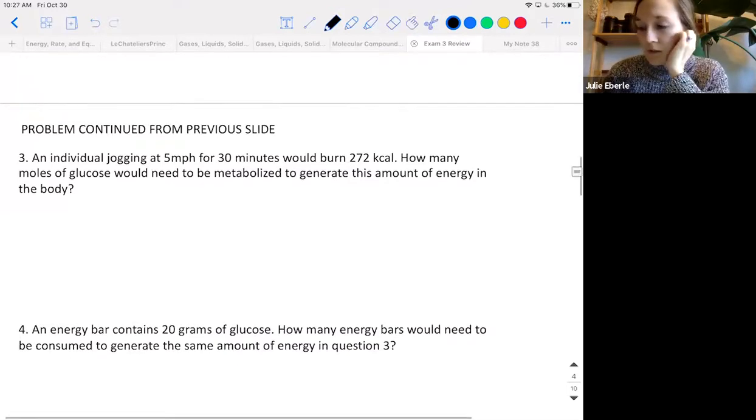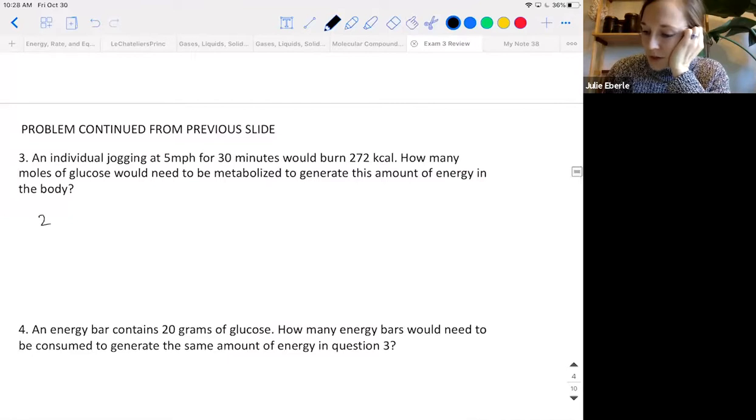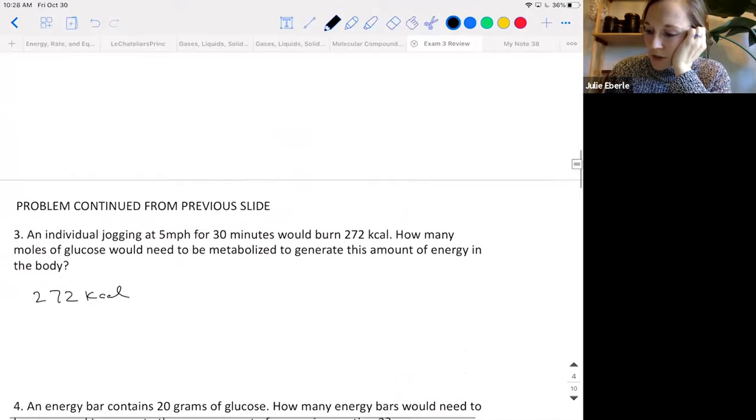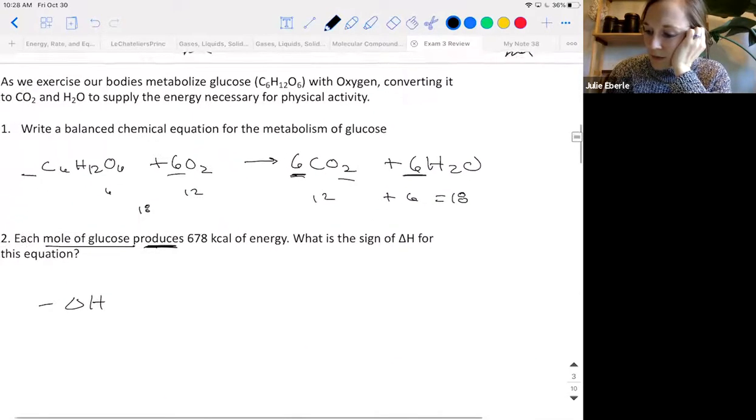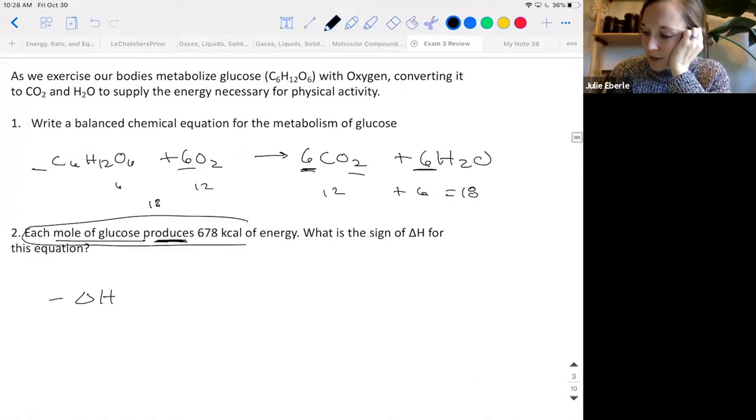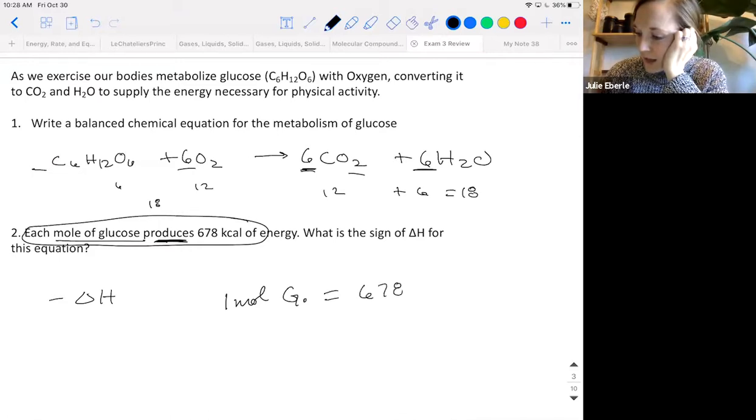Okay, so 272 kcal. What we're going to do is use the relationship that we're going to pull from parts 1 and 2. Actually, right here is the relationship. Each mole of glucose produces 678 kcal of energy. So 1 mole of glucose, I'm just going to say capital G glucose, we're going to relate that to 678 kcal of energy.